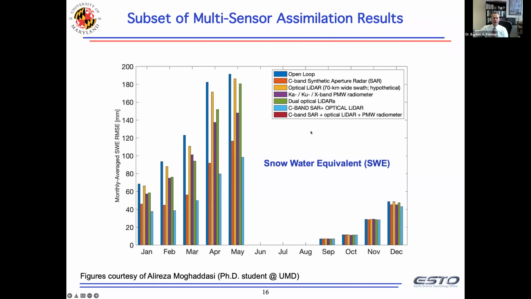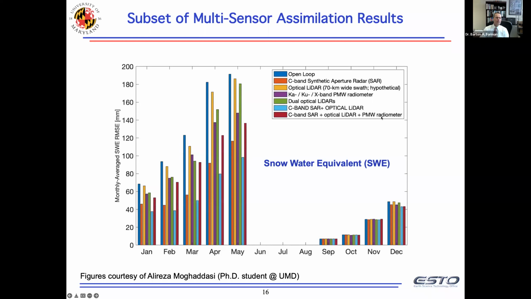So we ran another experiment. We took the same C-band SAR, we took the same optical LiDAR, and we put a passive microwave radiometer in space. Surely 3 instruments is better than 2. But no, it's not. The passive microwave radiometer in this case actually made things worse.